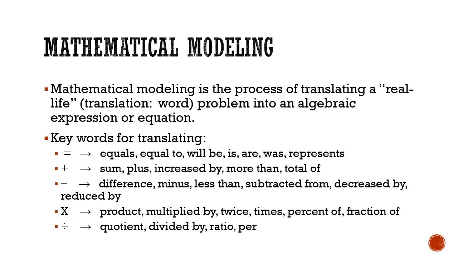Multiplication can be identified by the words product, multiplied by, twice, times, like 3 times or 4 times, percent of or fraction of. And you know you're dividing when you see the words quotient, divided by, ratio, or per.